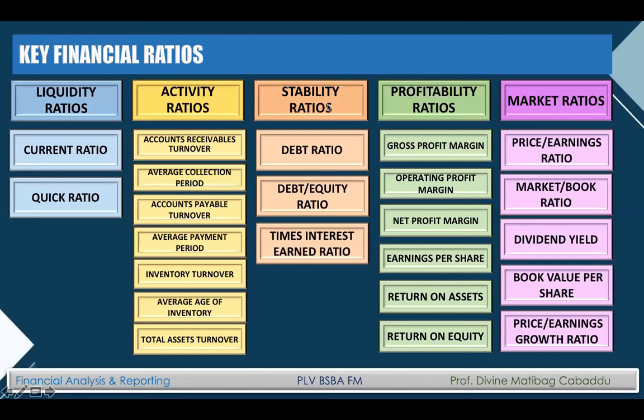Now, for stability ratios, how does it differ from liquidity ratios? Stability ratios measure the ability of a company to pay its long-term obligation. Kung ang liquidity ratio, minimeasure niya kung gaano kagaling ang isang company na magbayad ng kanyang mga current obligation. Ang stability naman, it measures yung kakayahan ng isang company na magbayad ng kanyang mga long-term obligations. Those loans and debts that are payable after a year or sometimes 5 years, 10 years, 20 years, ayan. And some of these ratios include debt ratio, debt-equity ratio, and times interest-earned ratio.